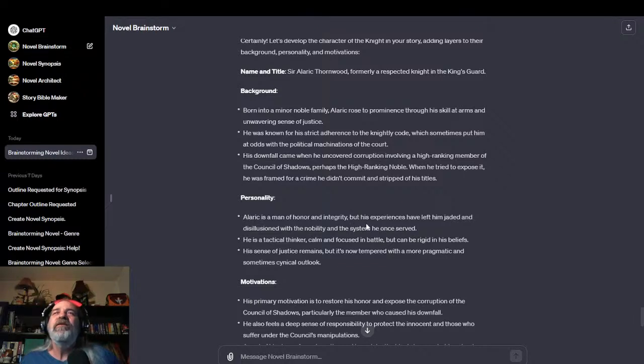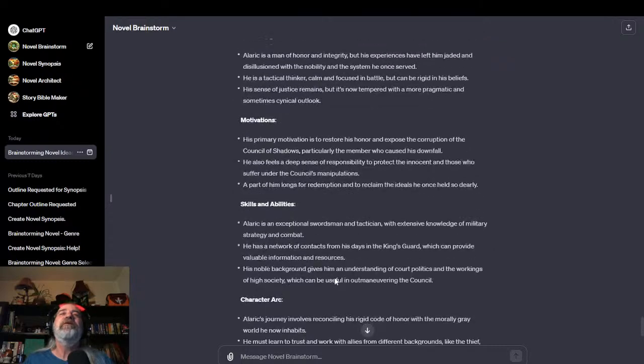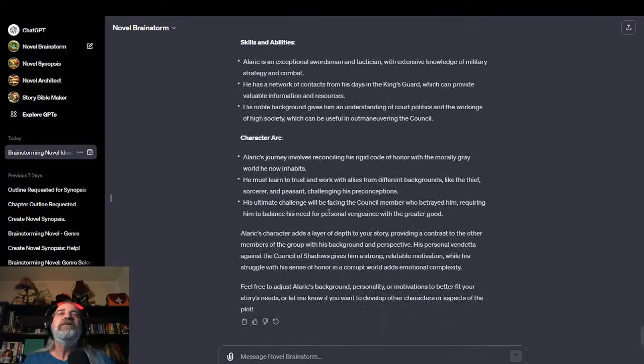Alaric is a man of honor and integrity. Experience has left him jaded and disillusioned with the nobility and the system he once served. Tactical thinker, commanding focus, can be rigid in his beliefs. Sense of justice, but it now remains tempered with a more pragmatic and sometimes cynical outlook. Okay. Motivations, skills and abilities, character arc.